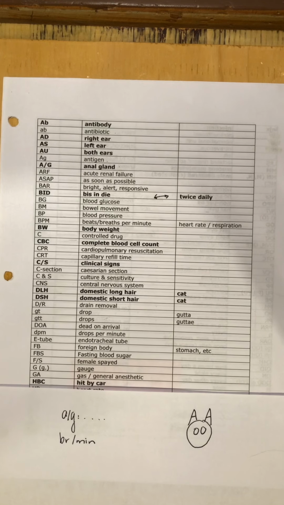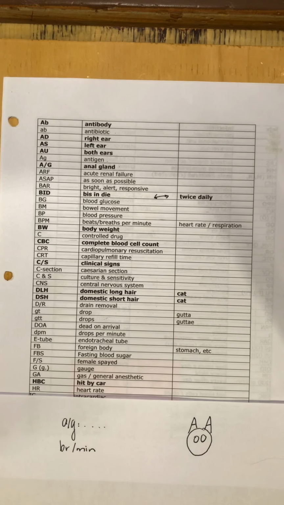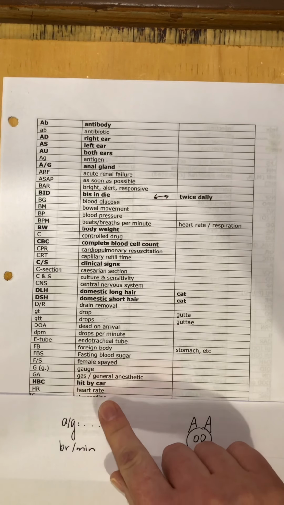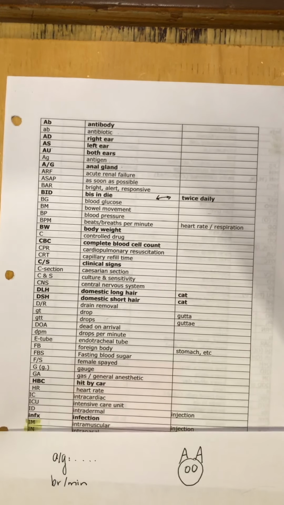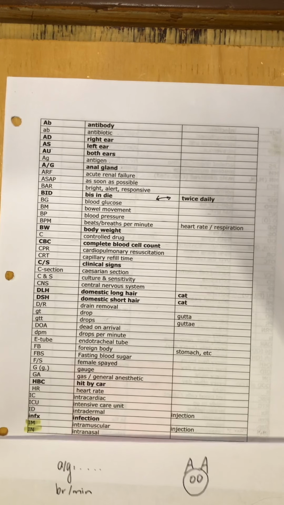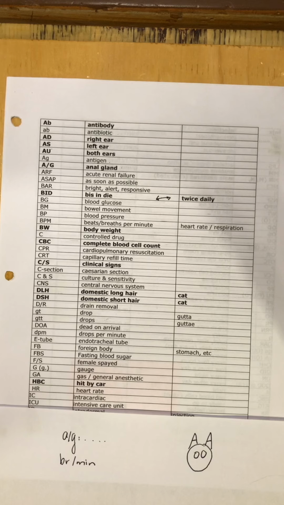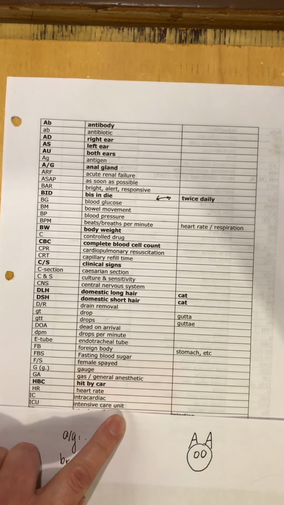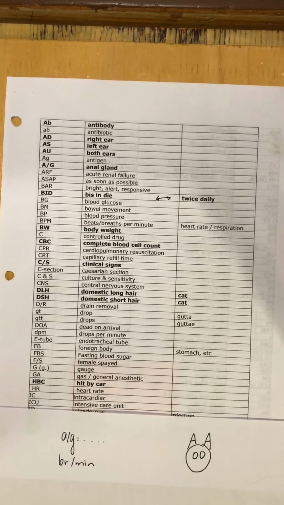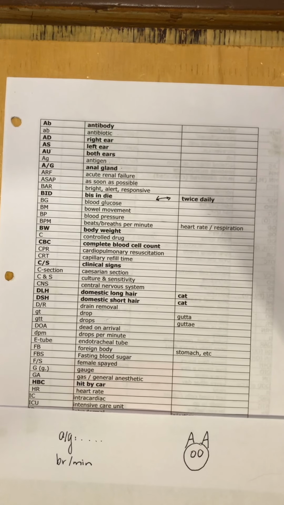HBC is hit by a car. Again, I think that one's fairly self-explanatory. HR stands for heart rate. So we take the heart rate in BPM, beats per minute. So the next few are all types of injections. I'm just going to skip IC for a second. ICU is the intensive care unit. You guys have probably heard a lot about ICUs in the news lately, again, with all this coronavirus stuff.